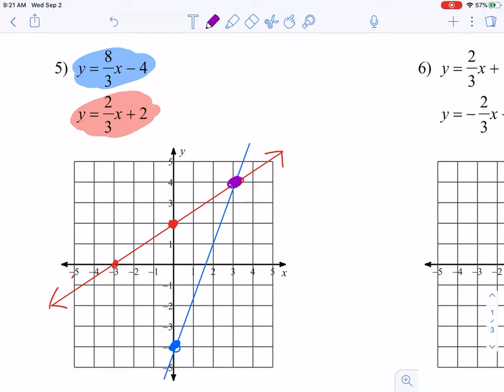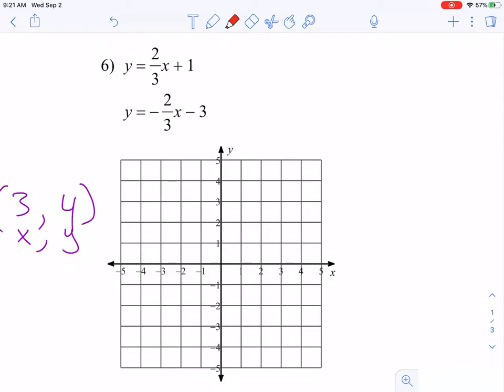And we describe our solution as an ordered pair, x comma y. Our x value is 3, and our y value is 4. So 3 comma 4.